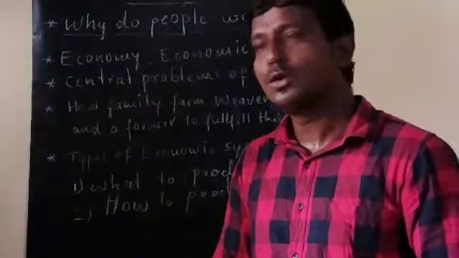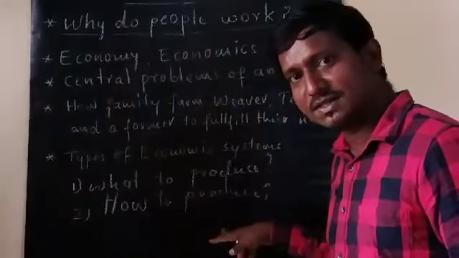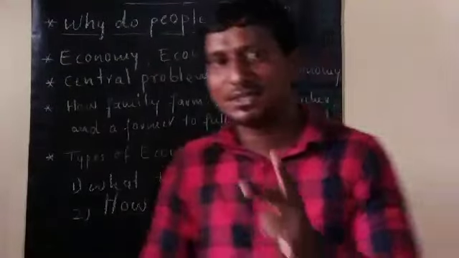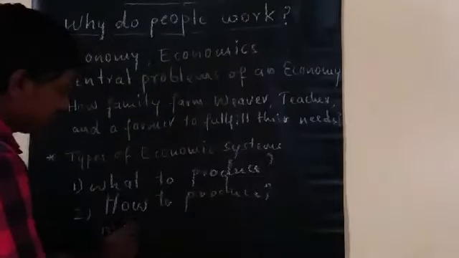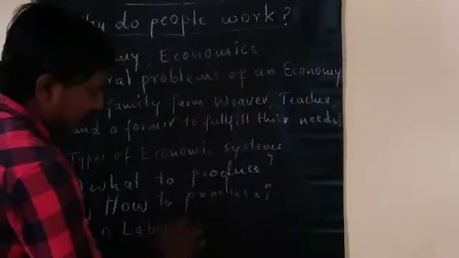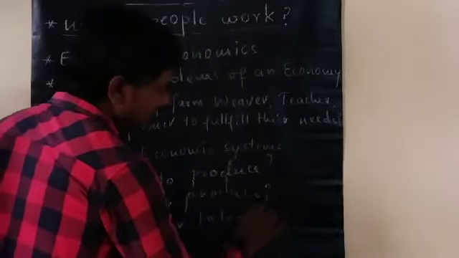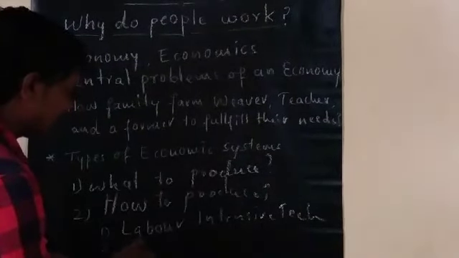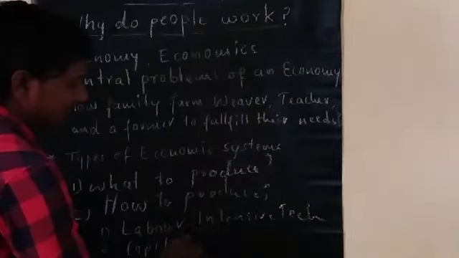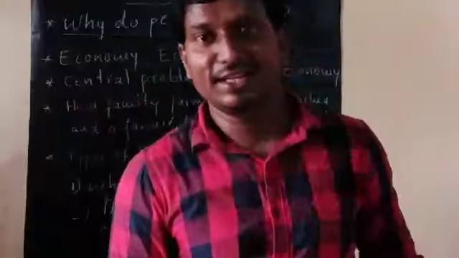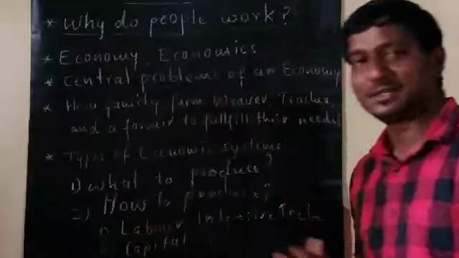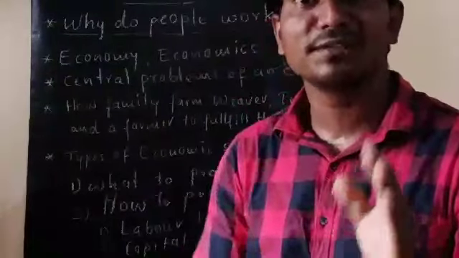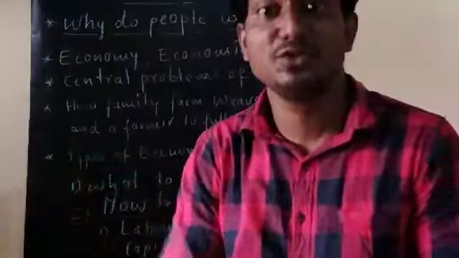How to produce is again solved differently in the three economic systems. How to produce can be simplified with two techniques. The first one is the labor intensive technique, and the second one is the capital intensive technique. There are two techniques in how to produce different goods and services. The labor intensive technique is a technique where we use more laborers than technology, machines, or capital.